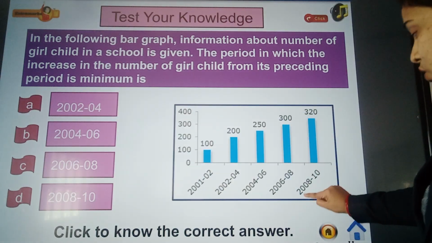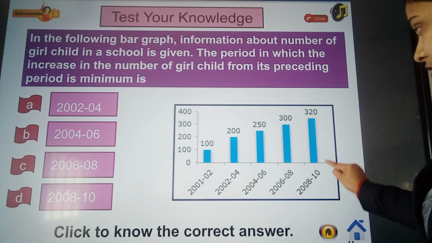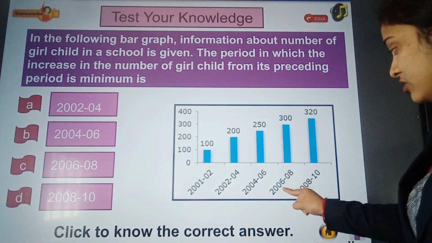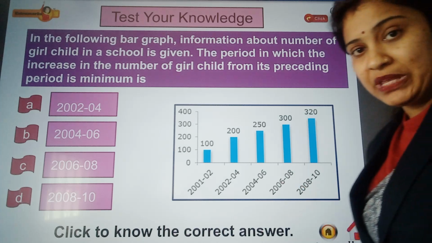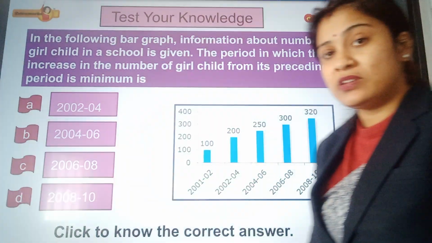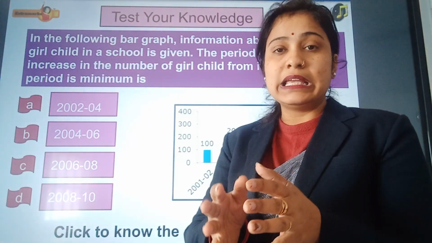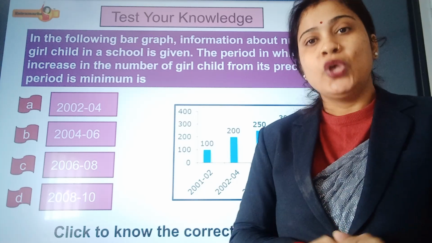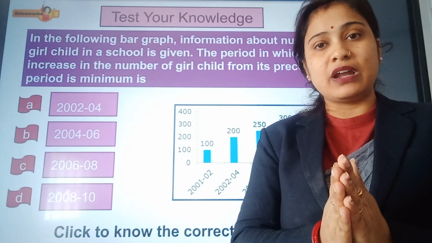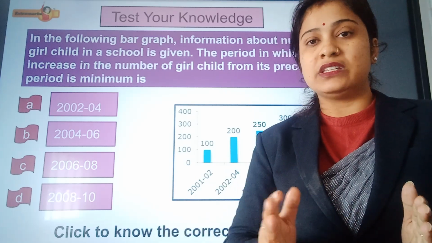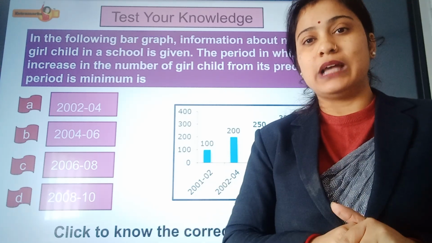So in the year 2008 to 2010, the increment is minimum if I compare it with the preceding year. In the preceding year, it was 300, now it is 320. So only 20 girls have increased from the preceding year. So this is how you have to read the graph, and on the basis of the graph you have to answer the given question which is asked.